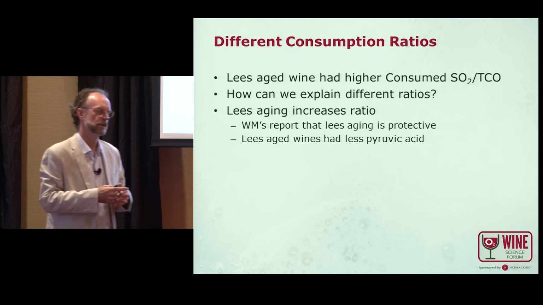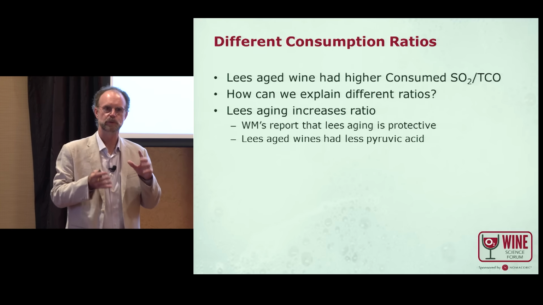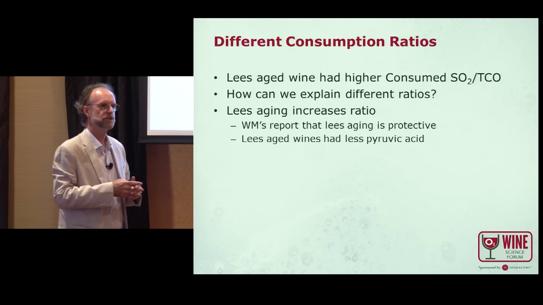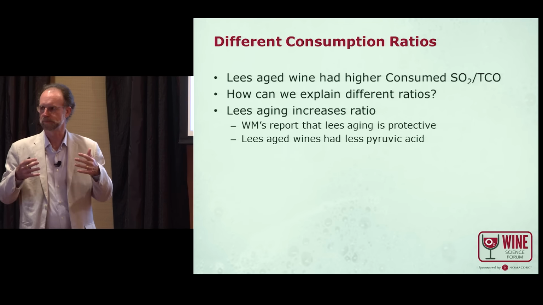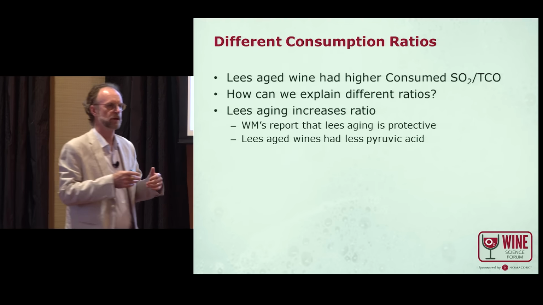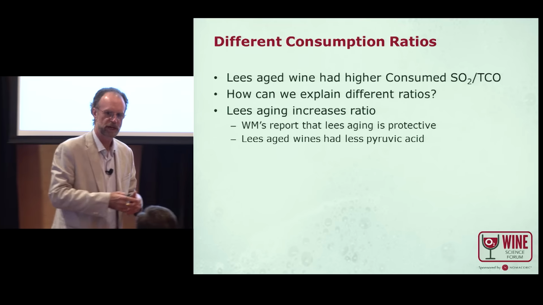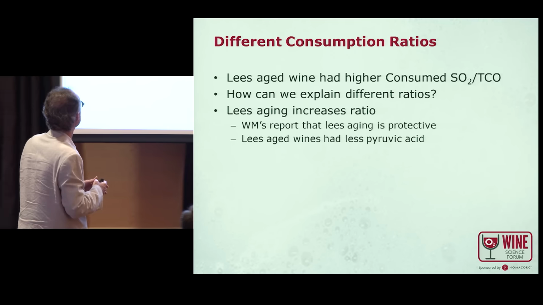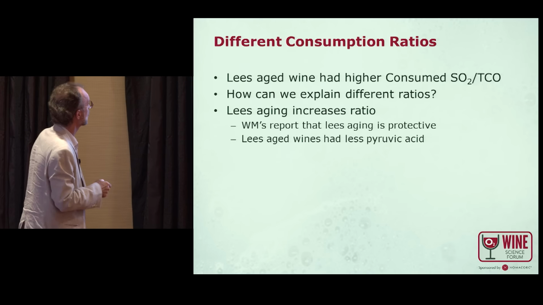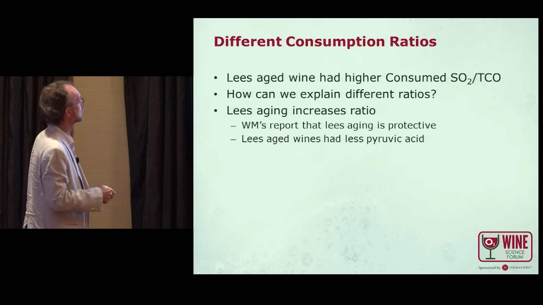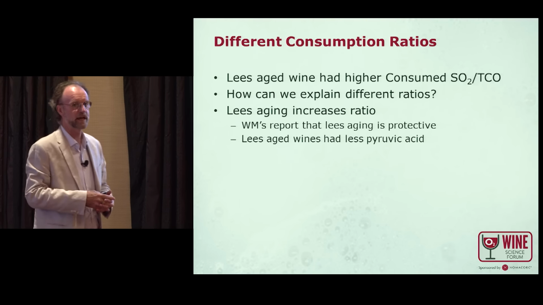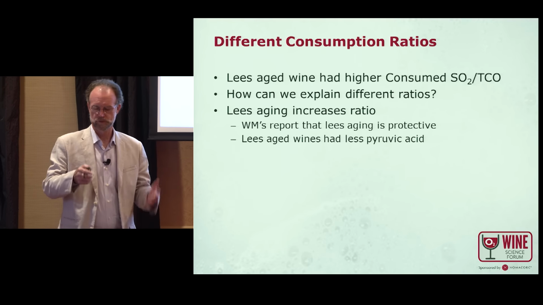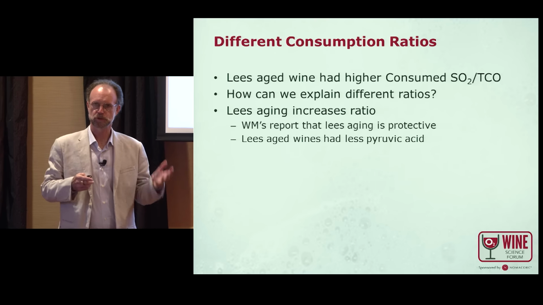So I thought, well, maybe it's not a complete fluke that we observed this. And the question then was, what is the benefit of lees aging that would allow the SO2 to be more protective? What is going on there? One of the things we noticed in our analysis was that lees-aged wine had less pyruvic acid. And this led us to some further consideration of what could be going on.